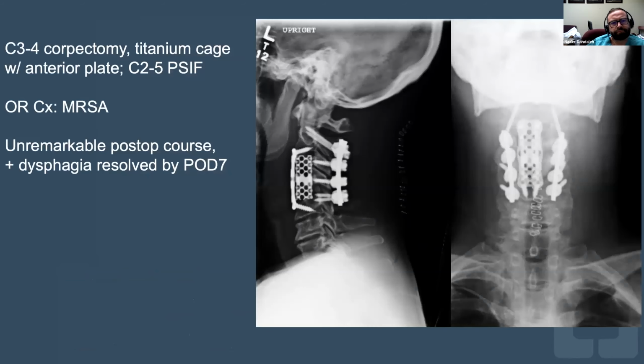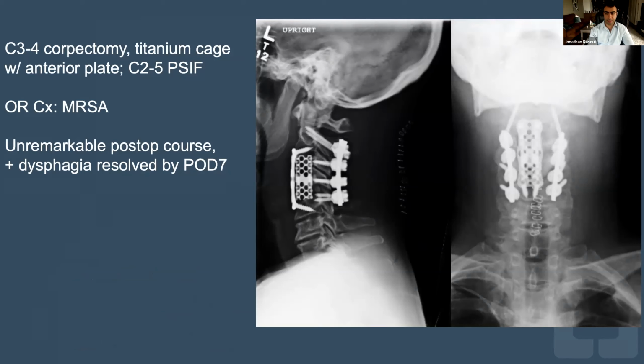Yeah, totally agree. So this is exactly what we did. We did this all in one shot. We did not stage it. We just flipped the patient over, did anterior first, and flipped the patient to posterior. Culture came back as MRSA.